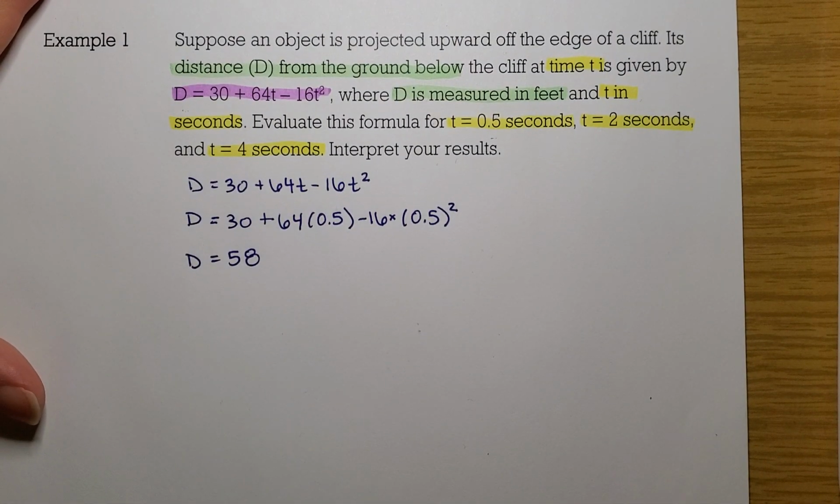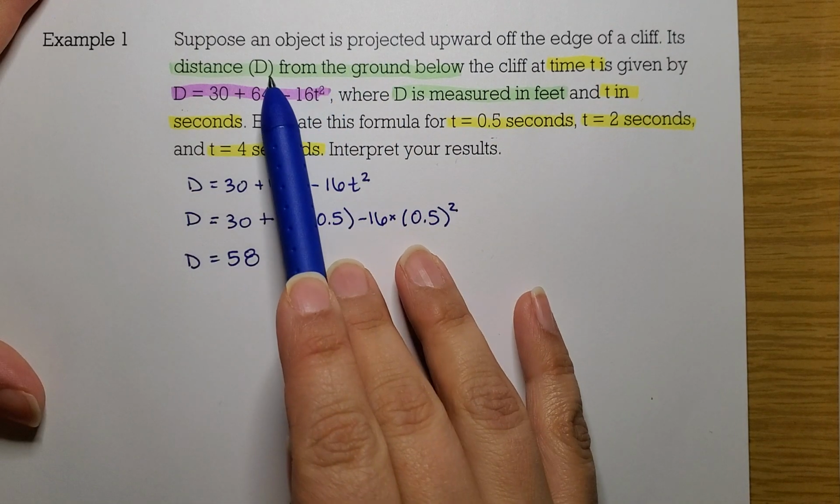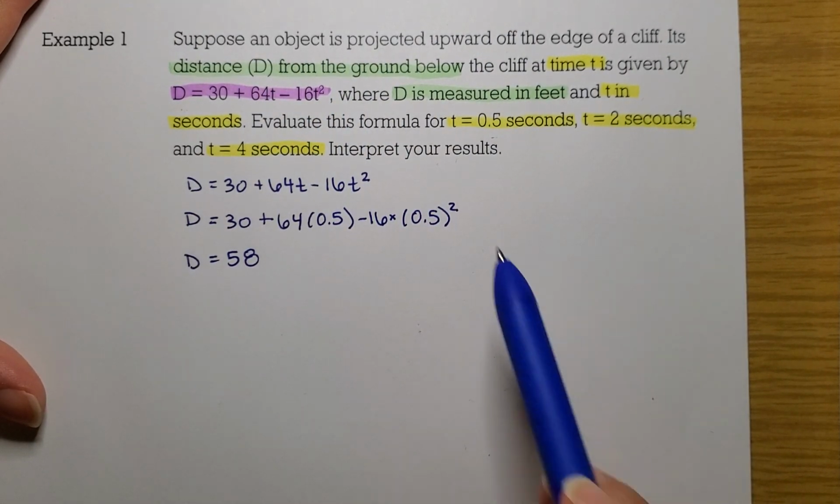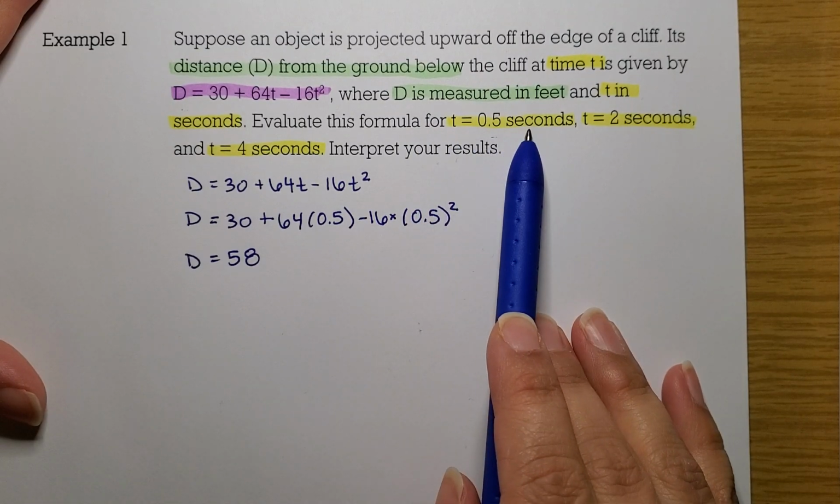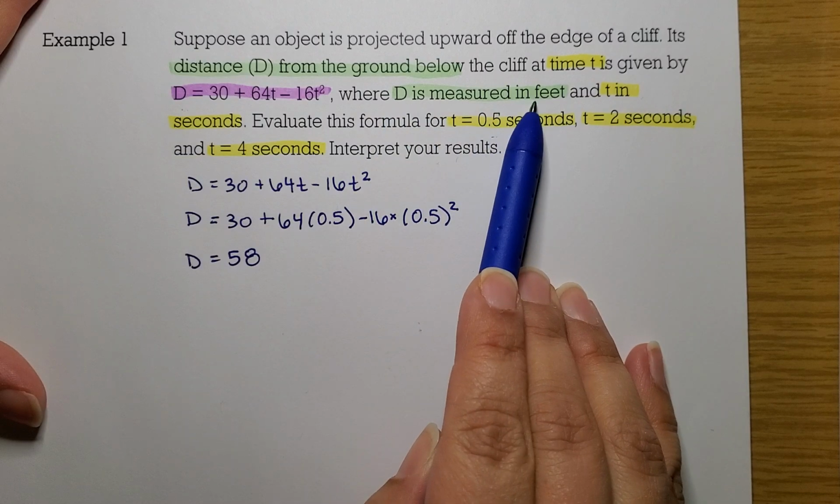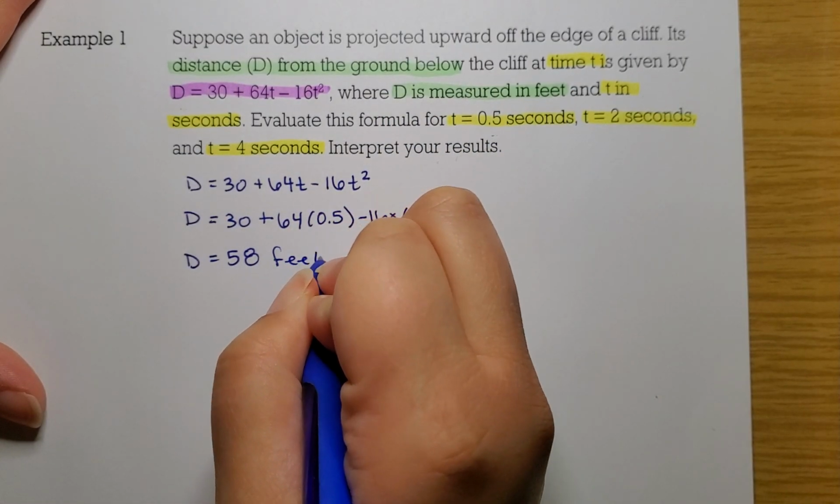Now, when I have a formula, whenever they give me a variable, like in this case, they gave me the variables d and t, they're also usually going to indicate some units. So here, t was being measured in seconds because we had 0.5 seconds. And it says d is measured in feet. So d is going to be 58 feet.